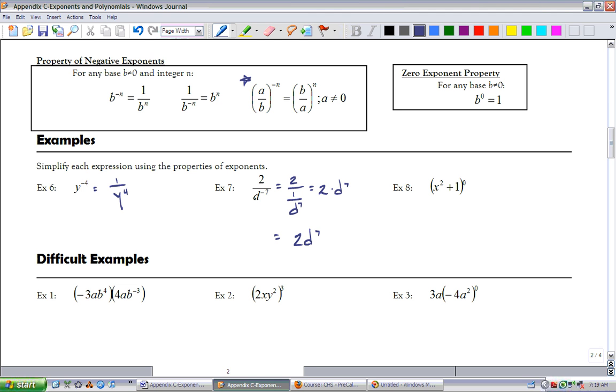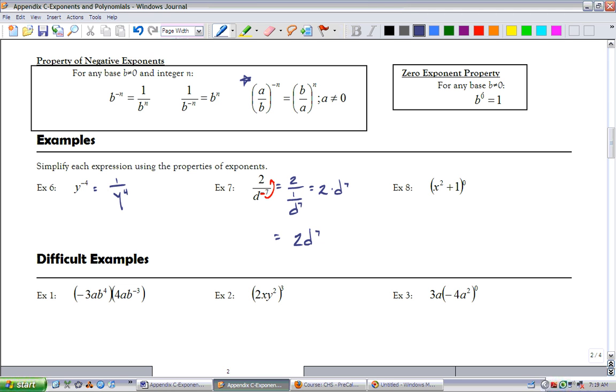Okay? In other words, if you have a negative exponent in the denominator of a fraction, it'll end up going up top. That's what will end up happening. Okay? Alright.